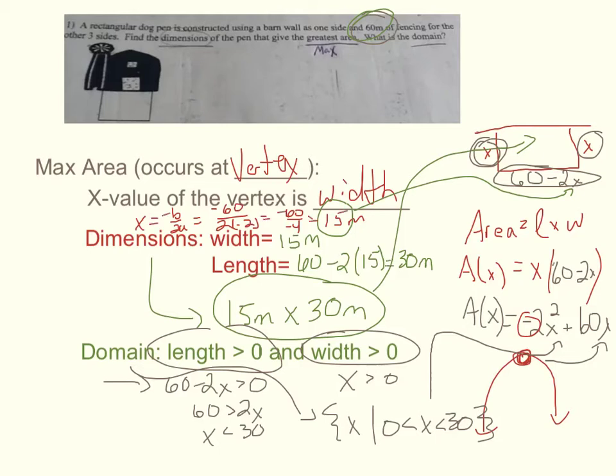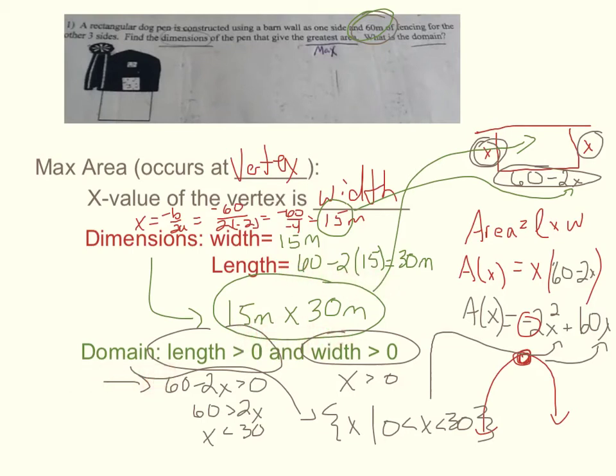First thing we did, review, we came up with our equation. Then we used the opposite of b over 2a to find the value of x that maximizes our area. Then we were able to find our dimensions right here, and then we found our domain.